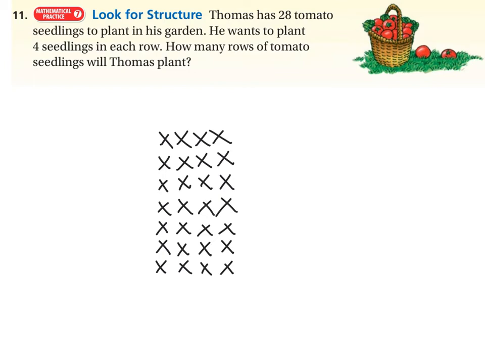Now look back up at the question. It says, how many rows of tomato seedlings will Thomas plant? Let's count the number of rows. 1, 2, 3, 4, 5, 6, 7. So our answer is 7 rows. Make sure you have that label.